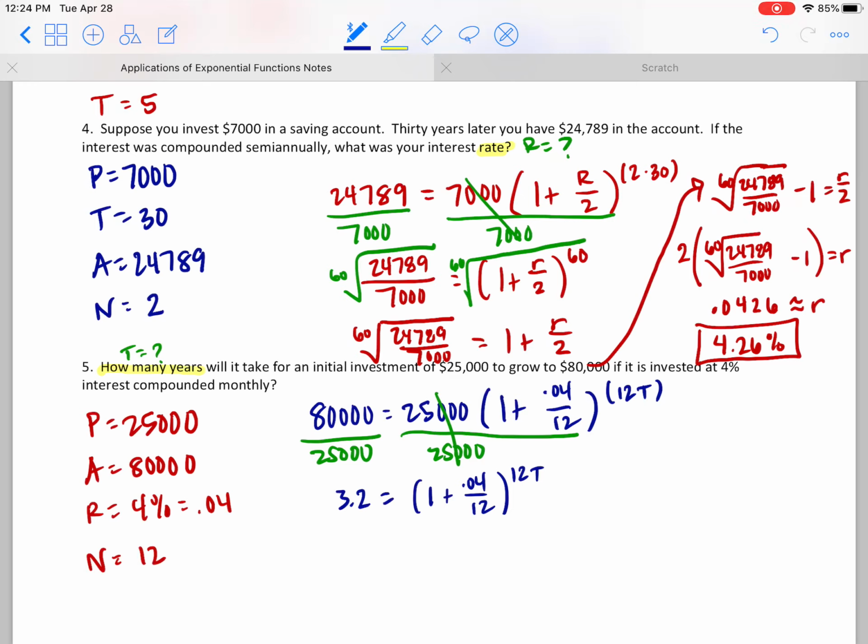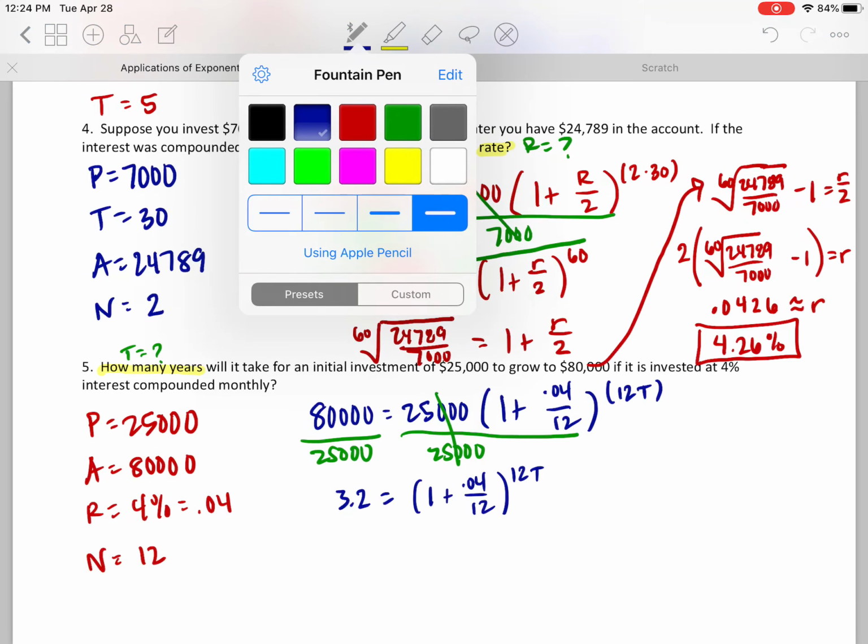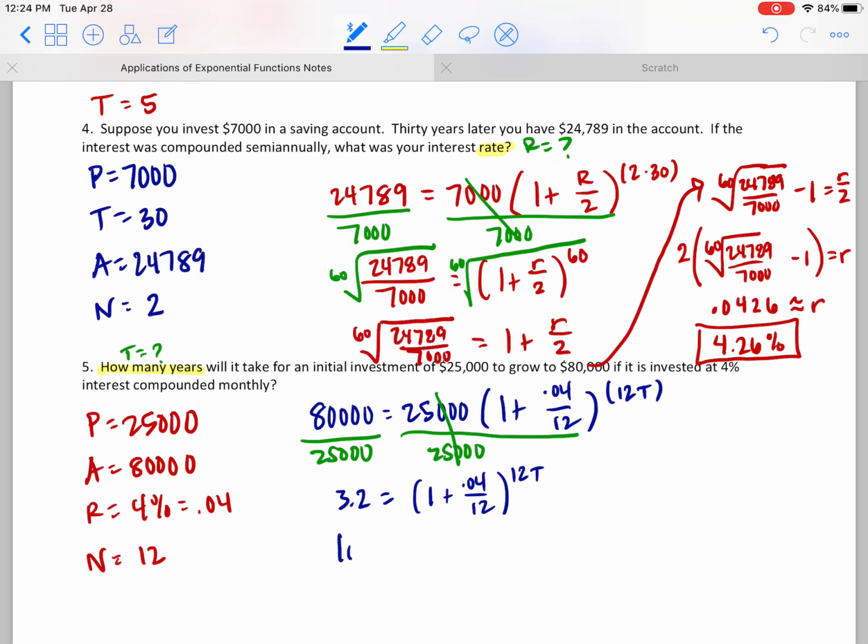I don't want to round that off either, so I'm going to leave this. 1 plus 0.04 over 12, that is raised to the 12t power. So on this one, we have to solve a little differently. This time our variable is not stuck in parentheses. Our variable is our exponent. This is an exponential equation. So how do we find that exponent?